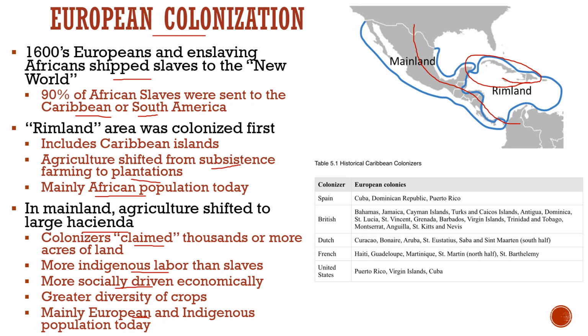And then just historical Caribbean colonizers, just in case you're interested. So Europe included here Spain, of course the British, the Dutch, the French, and then the U.S. The U.S. actually has, as part of our system, Puerto Rico, the Virgin Islands, and Cuba, whereas the others were established by the European countries. And that wraps up our Middle America.